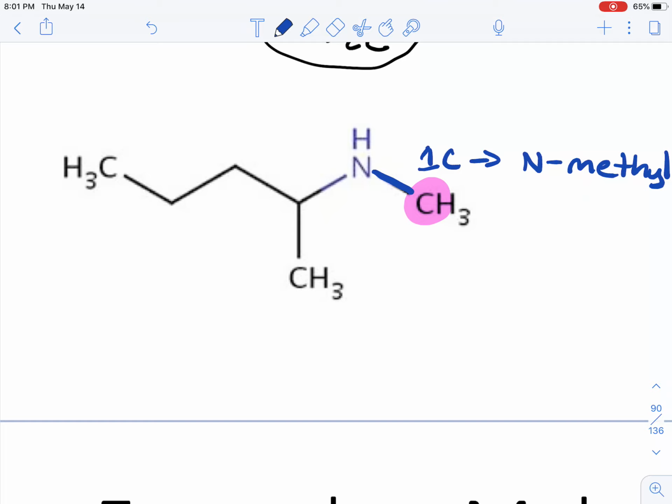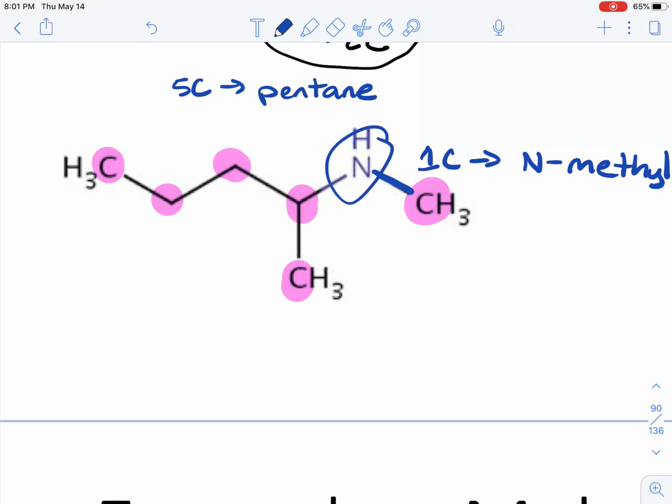Next, we're going to look at the other R group and identify that there is 1, 2, 3, 4, 5 carbons. So this is a 5-carbon chain in which it's going to get pent as its root or prefix. And so now that I know that it's a 5-carbon chain and they're all single bonds, then I'm going to say that this is pentane. But since this pentane is attached to a nitrogen, I'm going to go ahead and erase that last E and put in amine. So I have pentanamine.